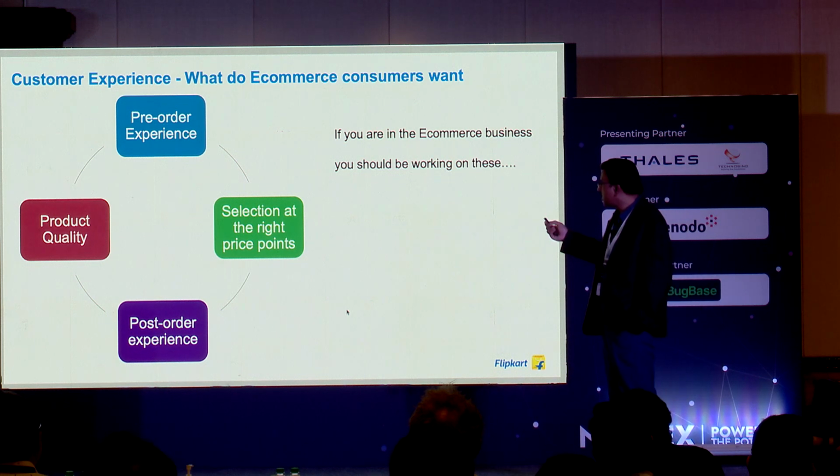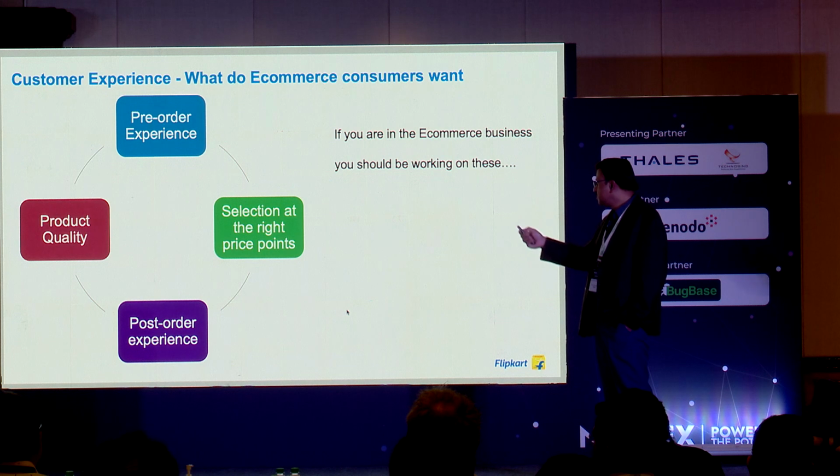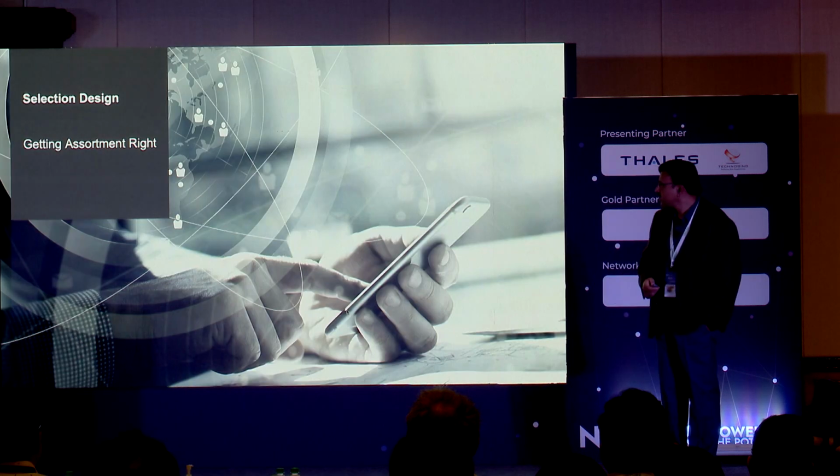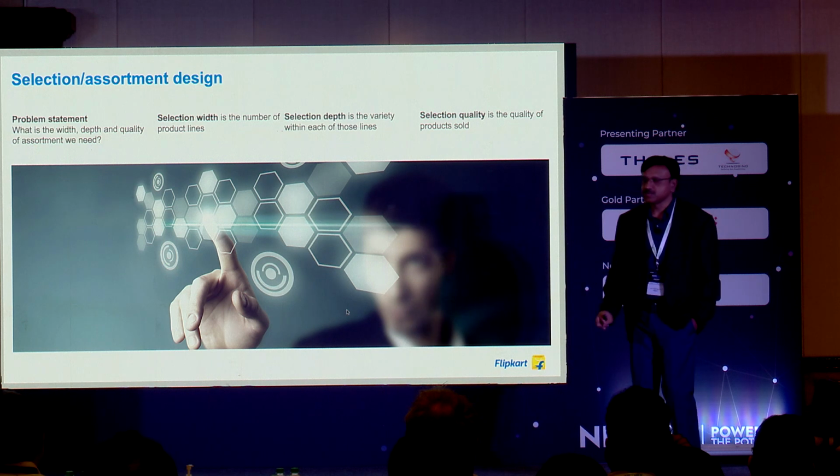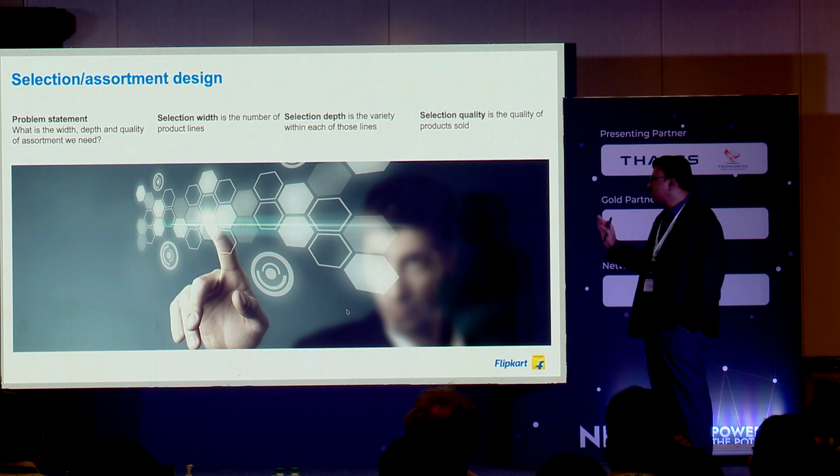So we'll talk about assortment, which covers those two pieces basically: getting the assortment right. Here the problem statement is pretty straightforward. Assortment design has three components. You want to have the right width, depth, and quality.